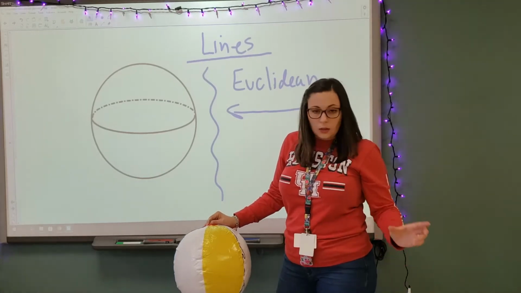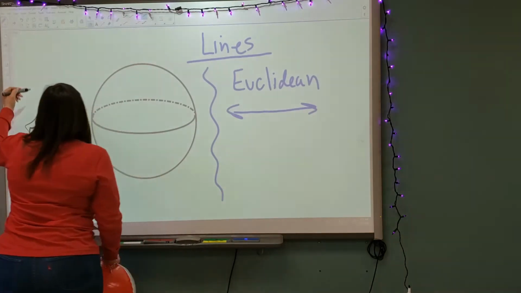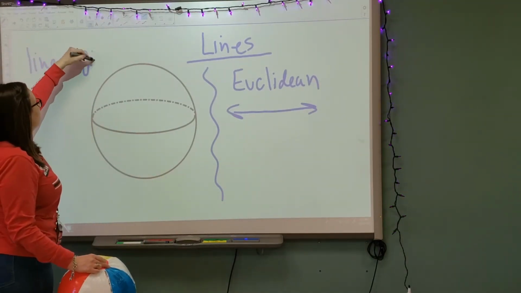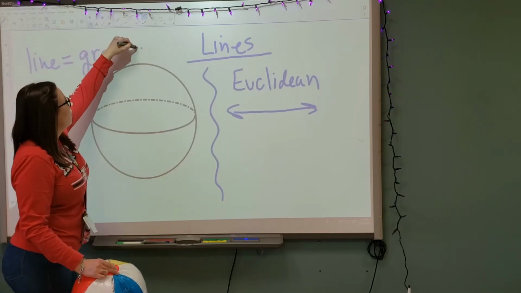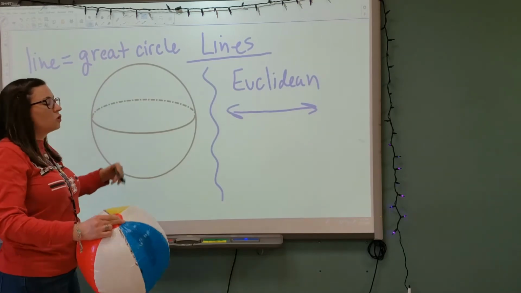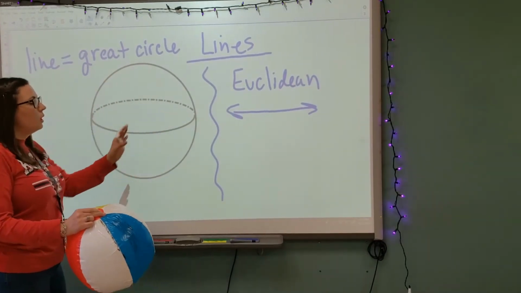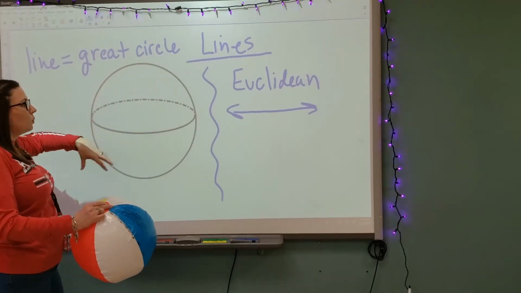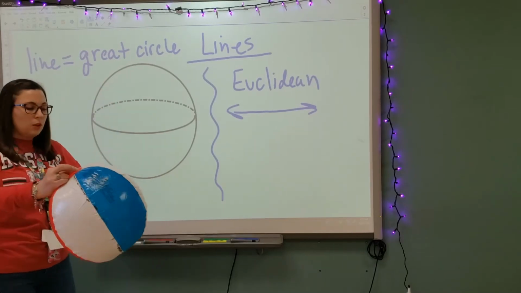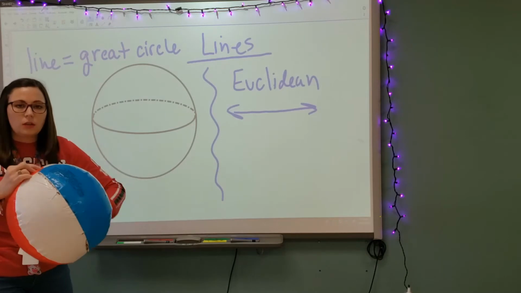And in fact, in spherical geometry, lines are called great circles. So a line is a great circle. And when they say great, they don't mean awesome, they mean it's just big. Great meaning big. So that's the difference between Euclidean geometry and spherical geometry when it comes to a line. In spherical geometry, it's just going to be a big old circle because you have nowhere else to go except to begin and end at the same spot.